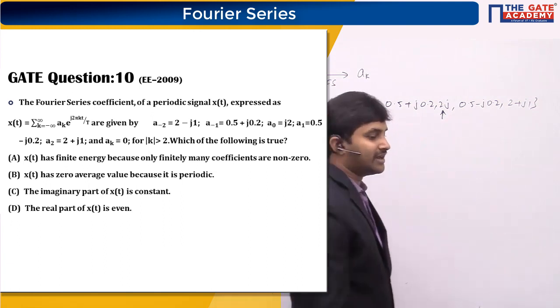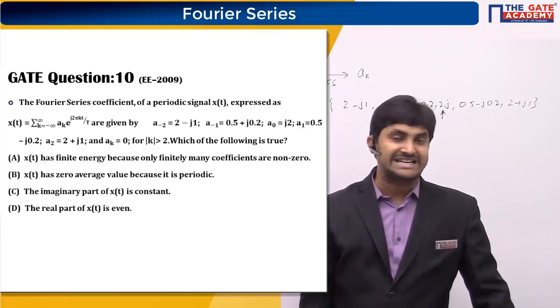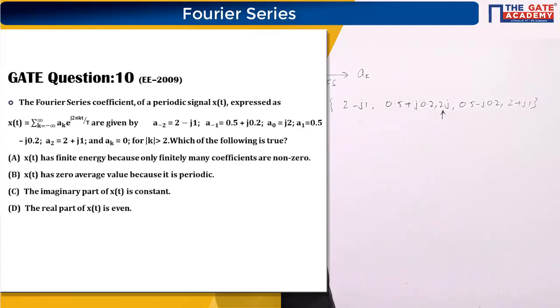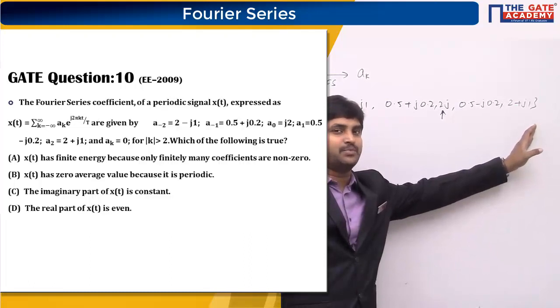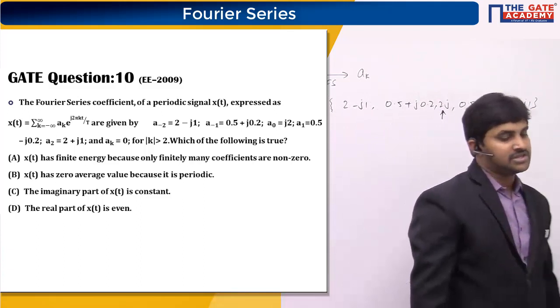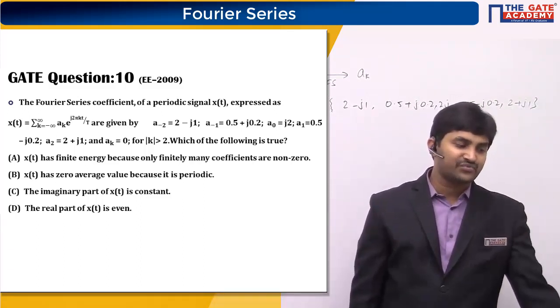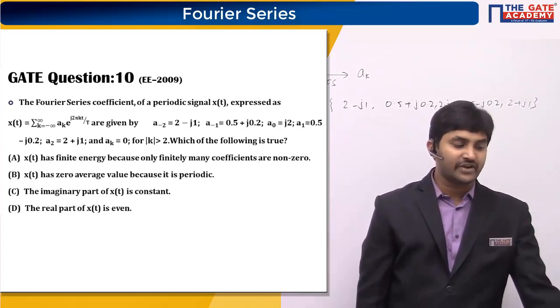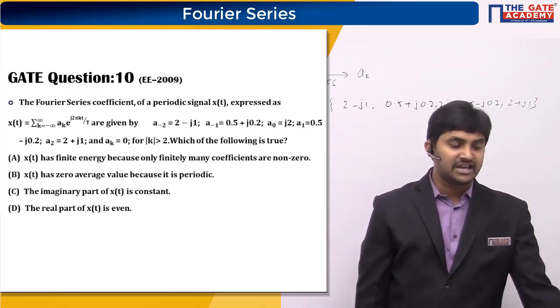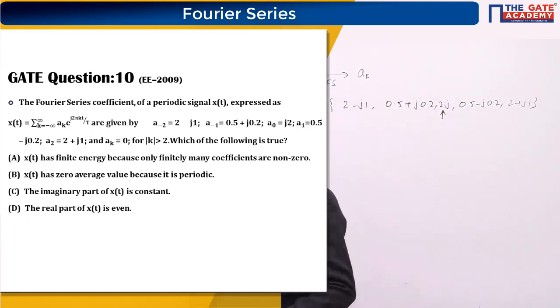It is also given that the value of AK is equal to 0 for mod of k greater than 2. So whenever you increase the value of k, whether on the positive side or the negative side above 2, the value is going to be 0. Then which of the following statements is true? Option A says that x of t has finite energy, because only finitely many coefficients are non-zero. Is it true that x of t is going to have finite energy?